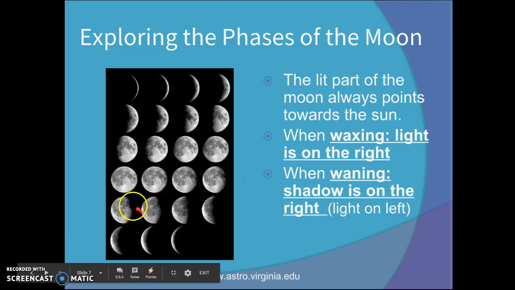So you can look up at the moon on any given day, not know what it has been in the past week, but you can figure out whether it's waxing or waning based on what side the light is on. Make sure you write those down.